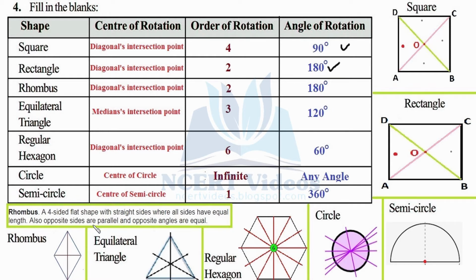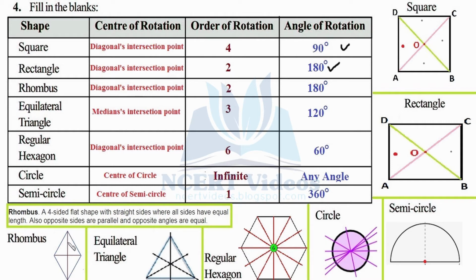Also opposite sides are parallel, so these are opposite sides, they make a pair and they are parallel. Again, make a pair and they are parallel. Also opposite angles are equal. So this angle will be equal to this angle will be equal to this angle. Therefore it is a rhombus.